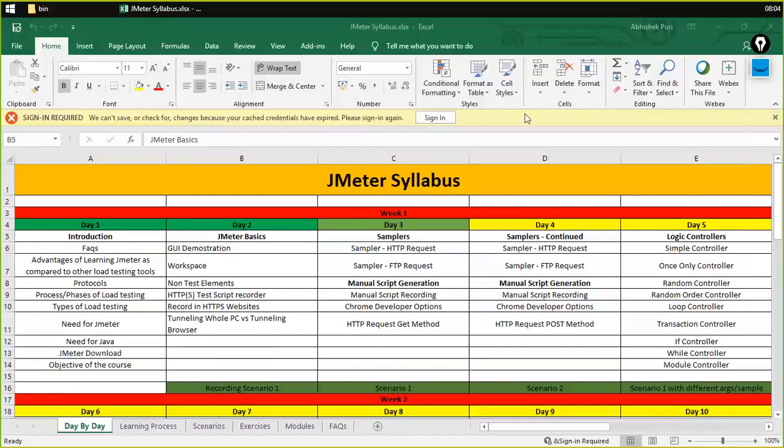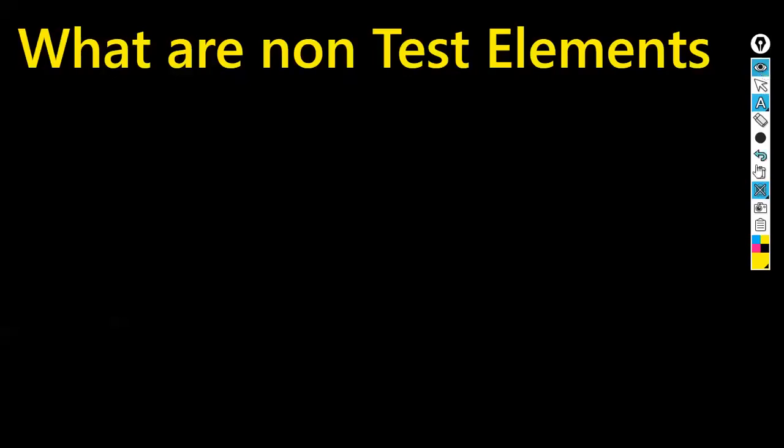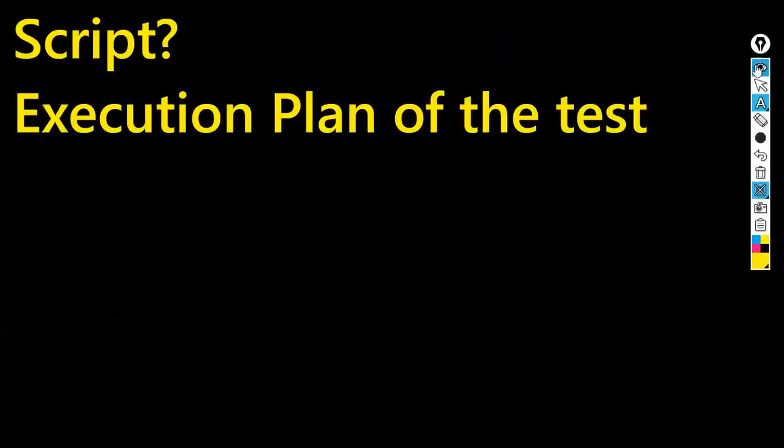Now, before starting with non-test elements, we need to know about the recording, as we need a script which needs to be recorded. So the first thing is script. Now, what is a script, right? A script is the whole executed test plan, or you can say the execution plan of the test. So now how do we generate it?